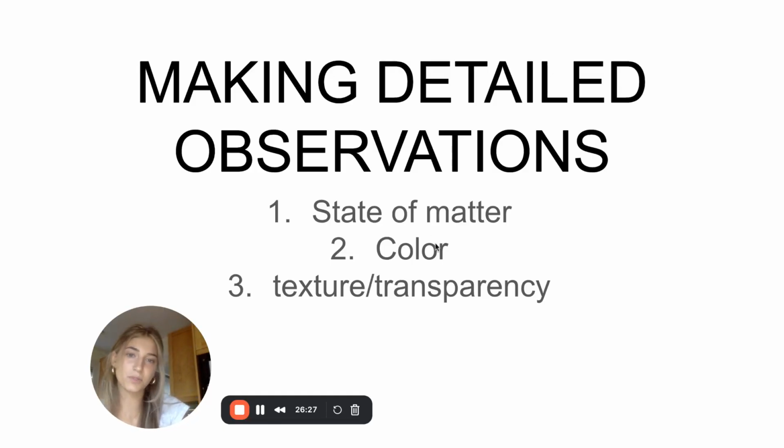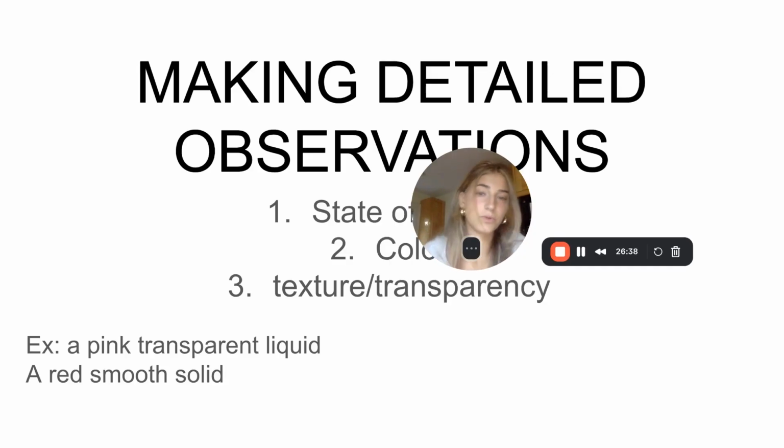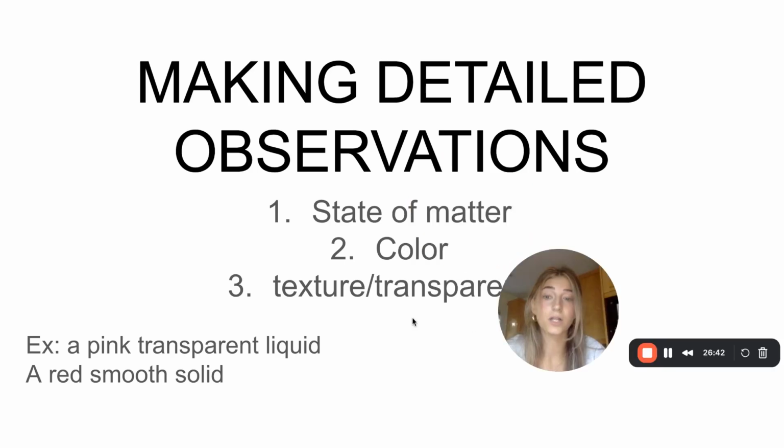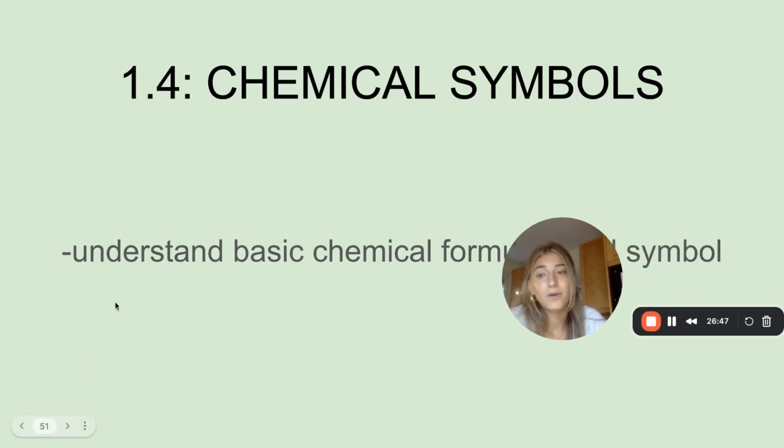Okay, so making detailed observations, you need 1, state of matter, 2, color, and 3, texture and transparency. So some examples are a pink transparent liquid. Another example is a red smooth solid. You have the state of matter, color, and texture and transparency.